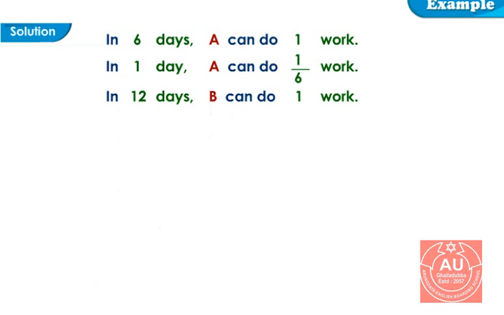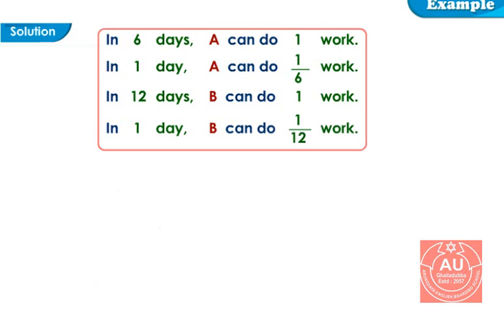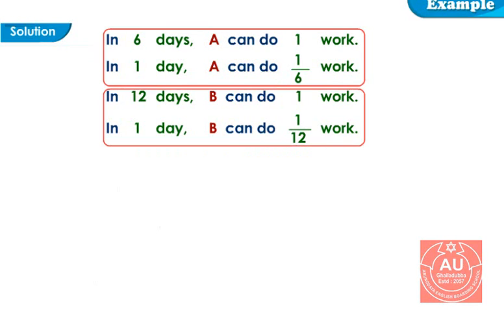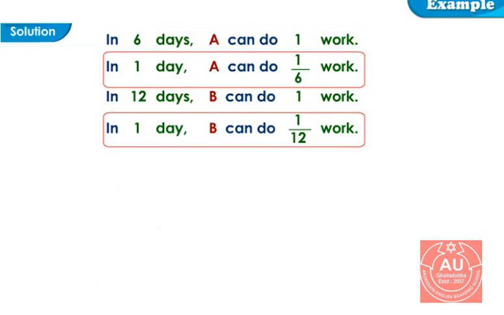Let us see this next example of B. According to the question, in 12 days B can do one work. That means in one day B can do 1 by 12 work. Now if we have to take out the work done by A and B together in one day, then we will be adding the work done by A in one day plus work done by B in one day.